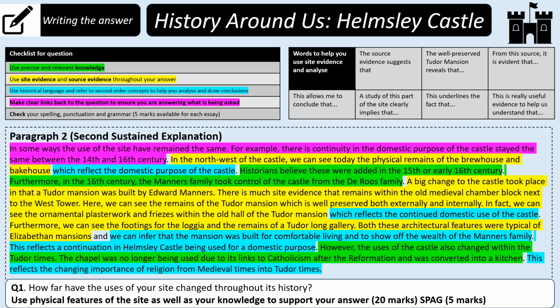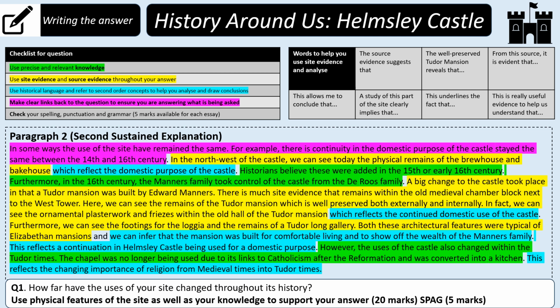For example, there is continuity in the domestic purpose of the castle, which stayed the same between the 14th and the 16th century. In the northwest of the castle, we can see today the physical remains of the brewhouse and bakehouse, which reflect the domestic purpose of the castle. Historians believe these were added in the 15th or early 16th century. Furthermore, in the 16th century, the Manners family took control of the castle from the de Roos family.